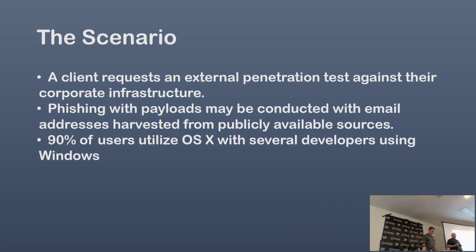So the scenario: a client requests an external penetration test against their corporate infrastructure. We're going to start from phishing. We have a payload right now, which we'll cover in a minute, basically a macro fired off in Excel on OSX to get our callback, and go from there. We'll say about 90% of their users use OSX, with most of their developers and servers being on Windows, which is commonly what we've seen in the past.